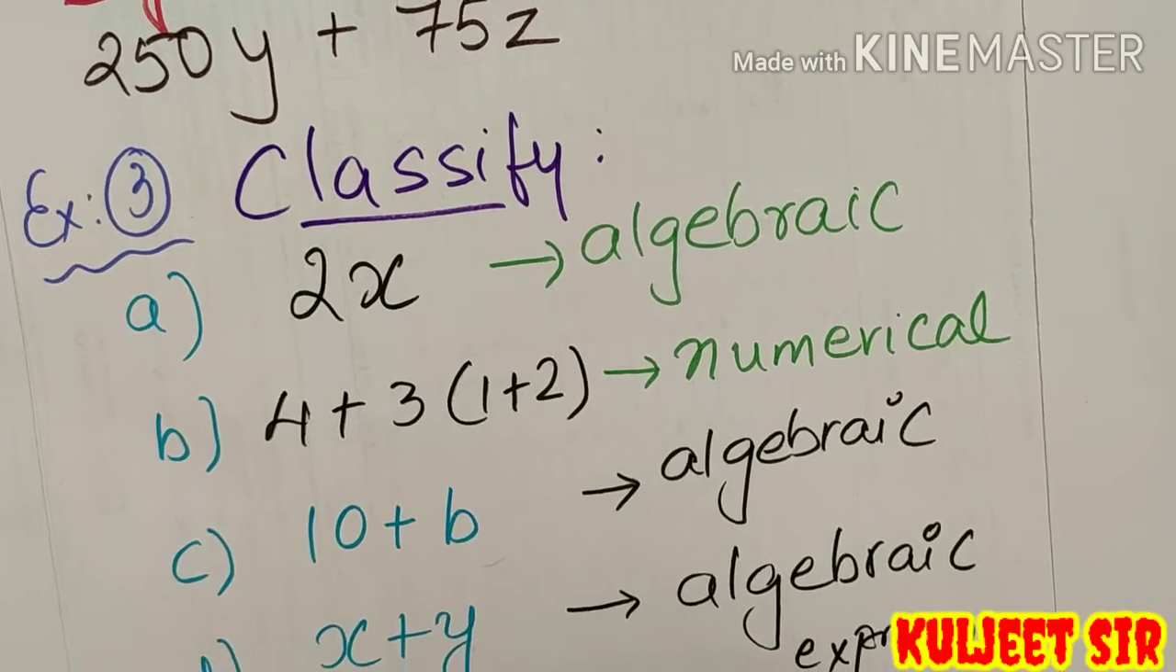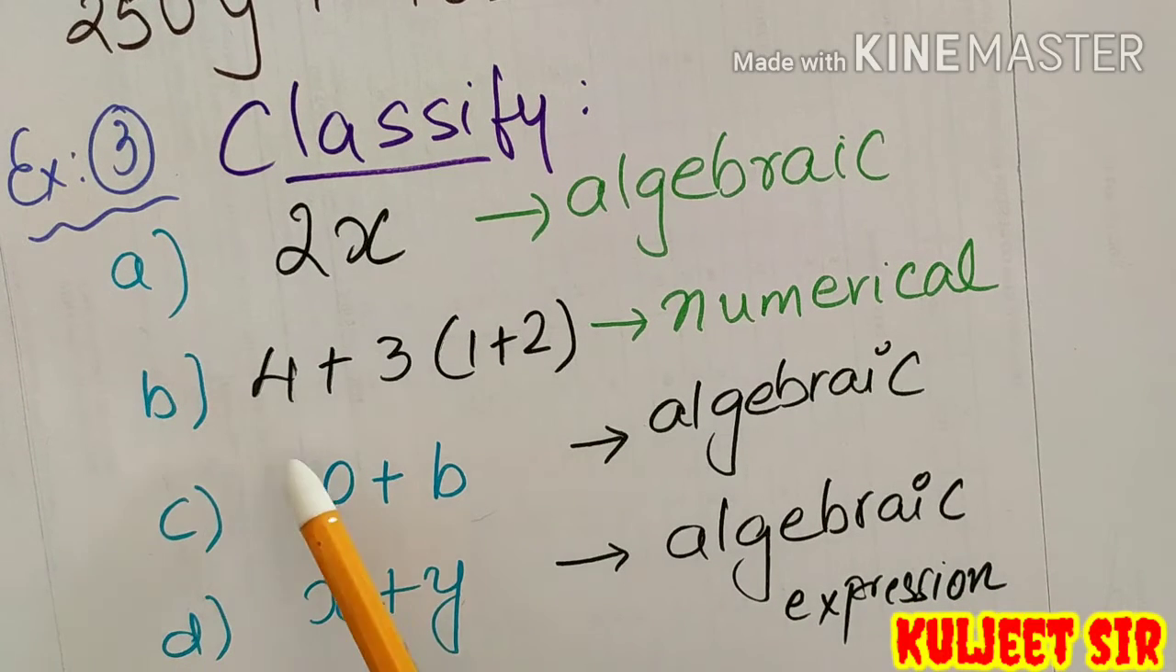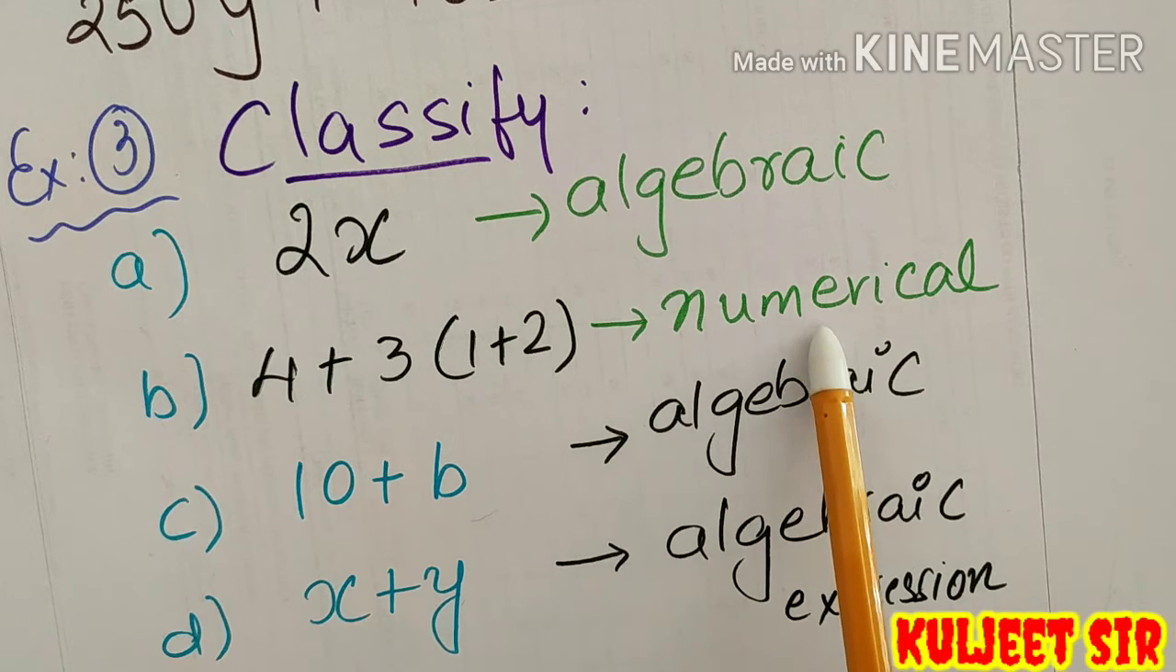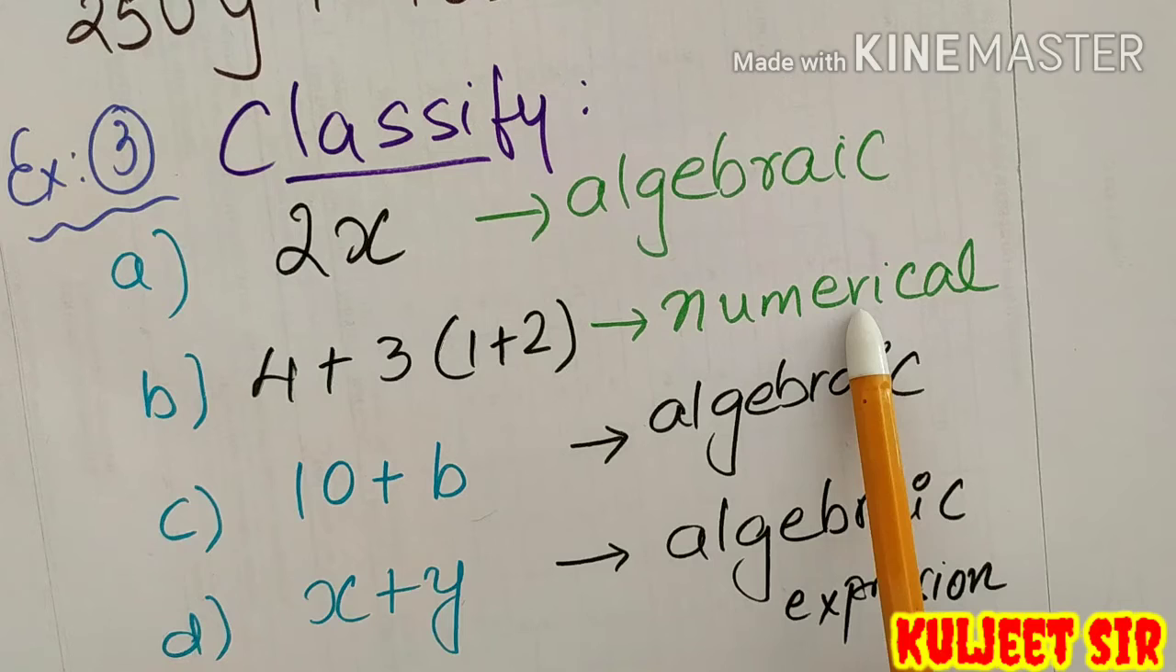Sum number B. You can see 4 plus 3 multiplied by 1 plus 2. You just have the numbers here. They are just constants, but there are no variables here. Hence this sort of expression can be considered as a numerical expression. This is not put into the category of algebraic expressions.